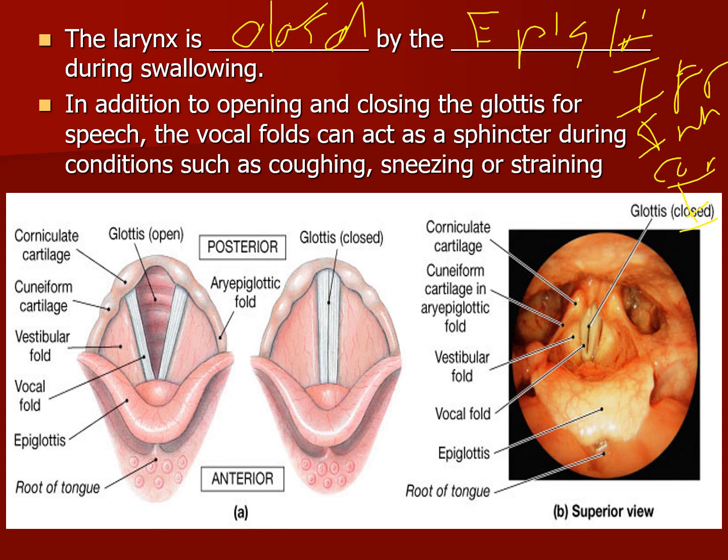The mechanics here: coughing, sneezing, straining, childbirth, pushing. It's that closure of the vocal cords, or the epiglottis, I should say. That's really going to help back pressure the thoracic cage, which back pressures the abdominal cavity, which can help with pushing and things like that.